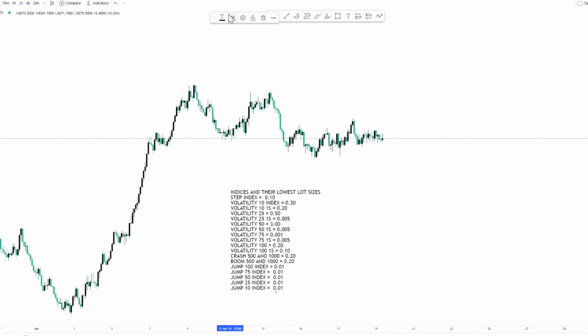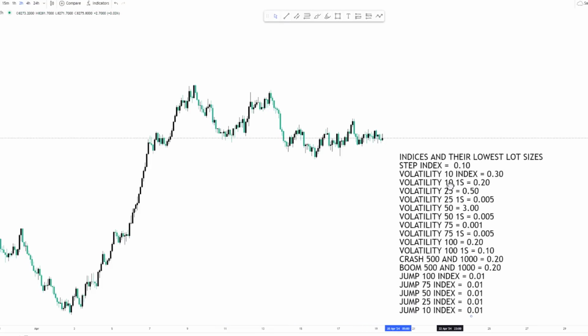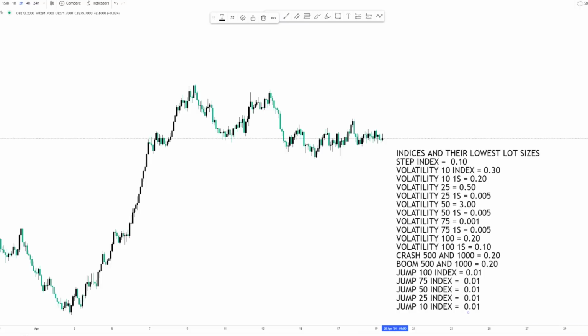I think I have to increase the size of this, so if you want to take a screenshot of the lowest lot size, you can do that right now. I think you should take a screenshot. So let's do it. You have 2 seconds to do this.